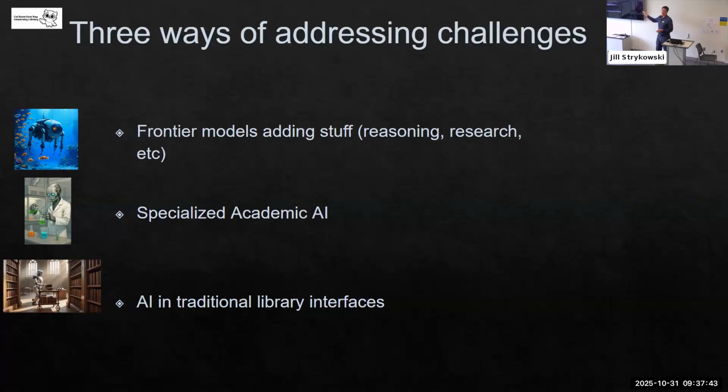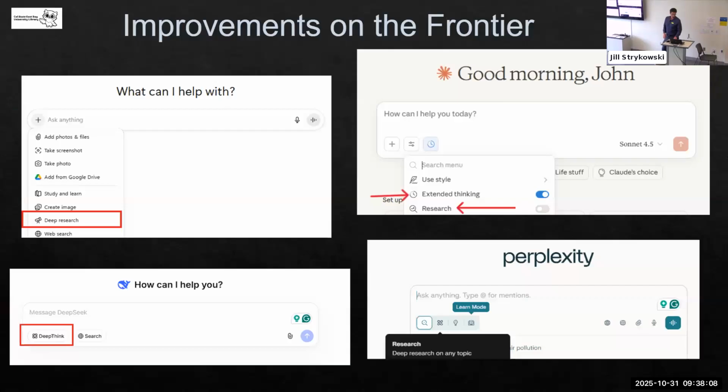Then we've got some specialized AI tools that are built specifically for doing academic research. And then what I talk about is bringing AI into the library, bringing AI tools into library interfaces. And I think you'll hear in the next presentation that Jan and Christine are going to talk about some of these tools, so this will give you a little more information on these.